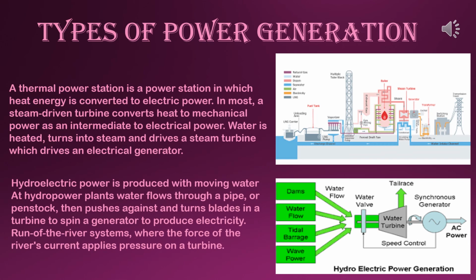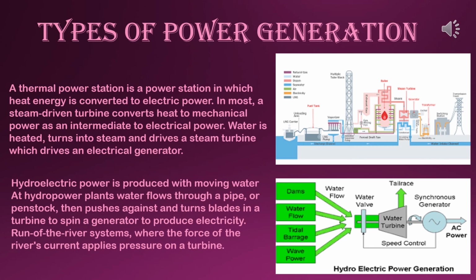Now second one is hydroelectric power generation. In this type of power generation, hydraulic, that is water energy, is converted to electric energy. You know, the word hydraulic is related to water. Generally, water acquires kinetic energy by falling from a higher to a lower level, then uses the energy to work a water turbine, which in turn drives a generator.